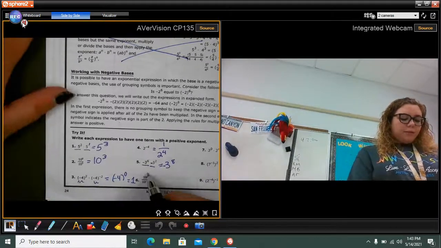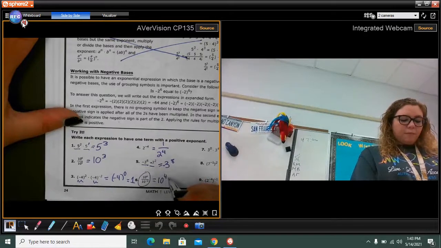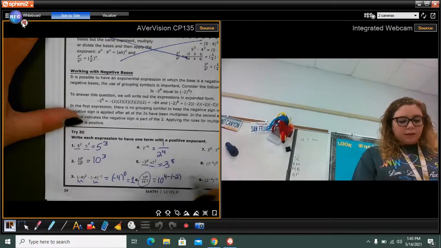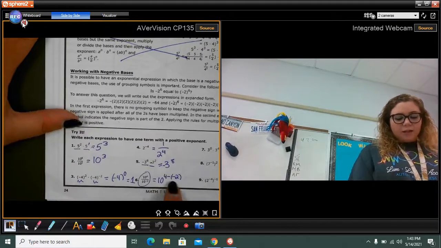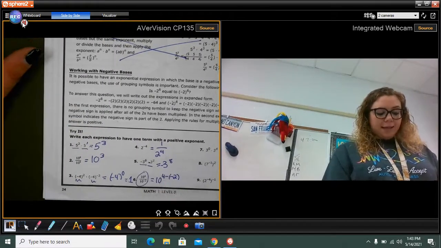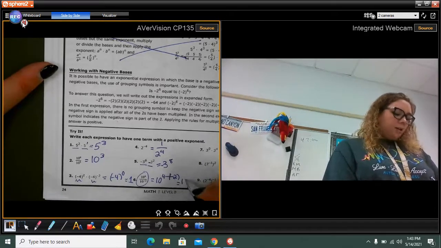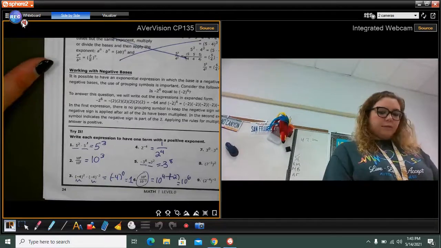Down here, again, like bases. So I'm going to do 4 minus negative 2. So notice how this is a negative 2. Okay, pay close attention to your signs. A negative is going to be a positive. So 4 plus 2 is 6.